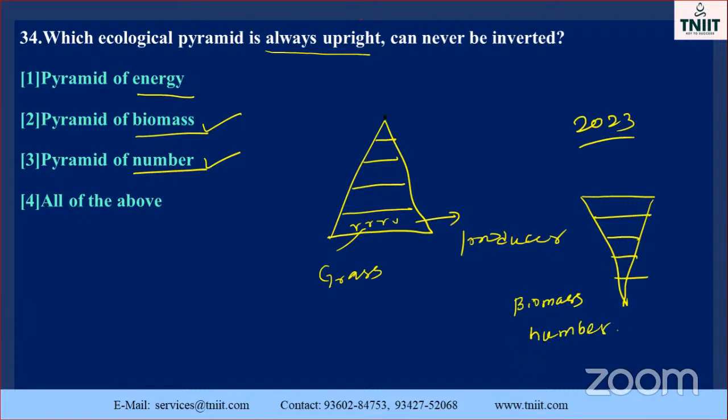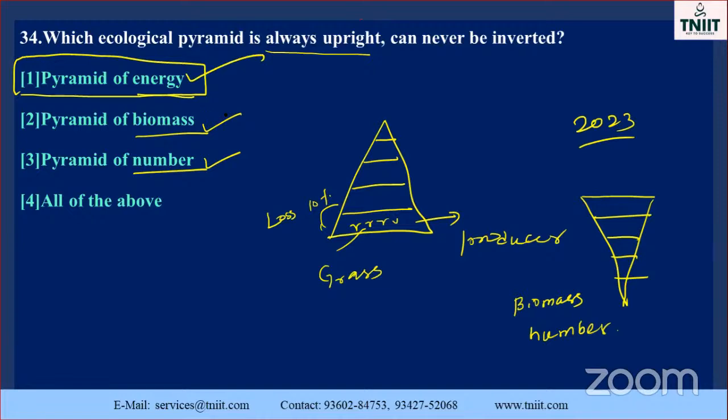But in the case of energy level, what happened? It may be upright only, it is not inverted, because at each and every trophic level there is a 10% loss. So as a result, what happened? Energy is lost only. So as a result, the tip is sharp and the bottom is very high. So the energy one is the correct answer.